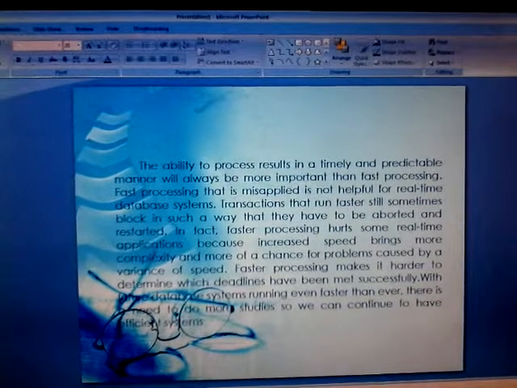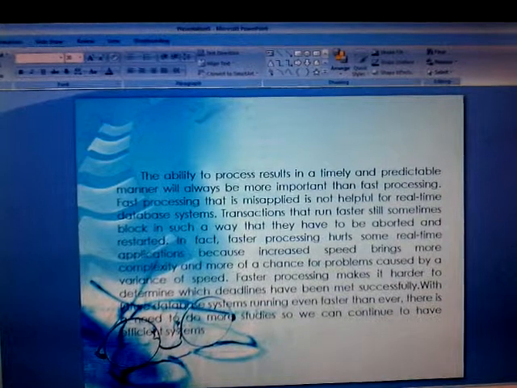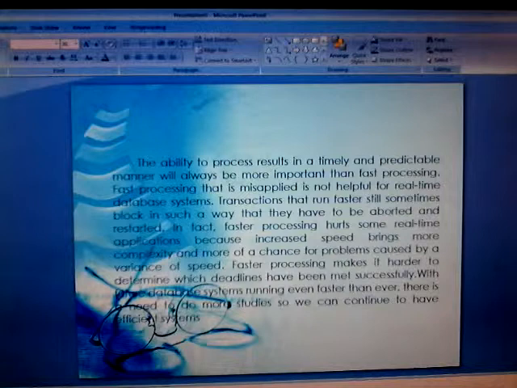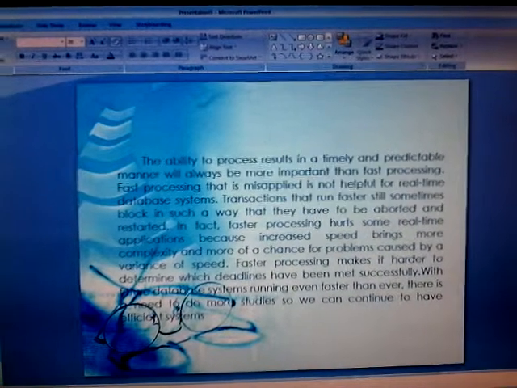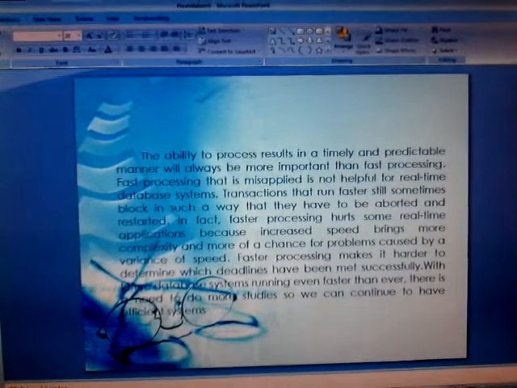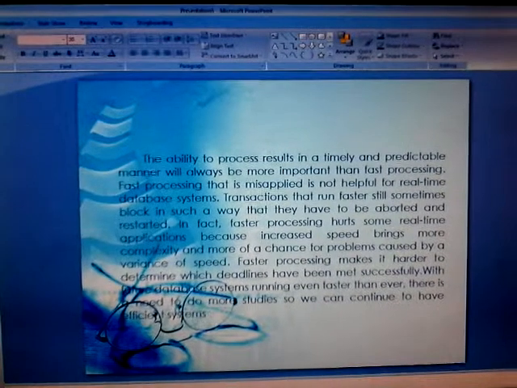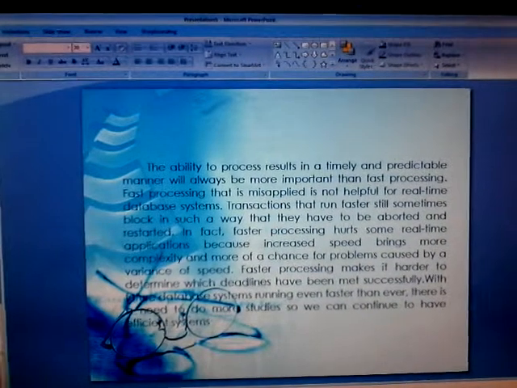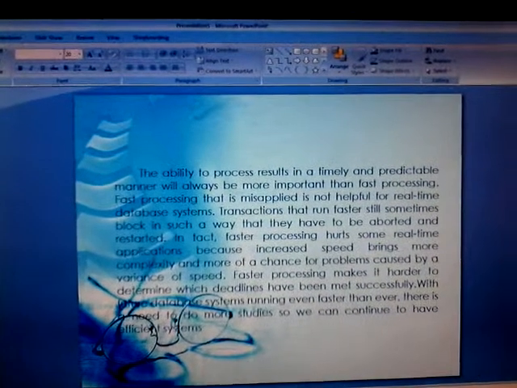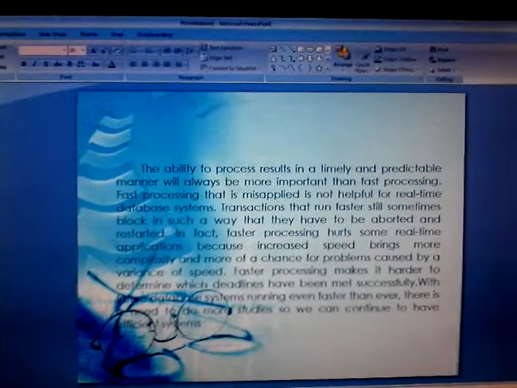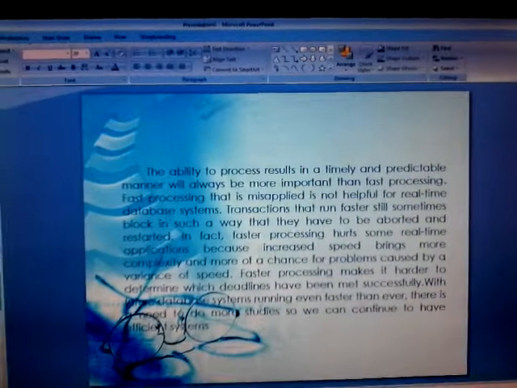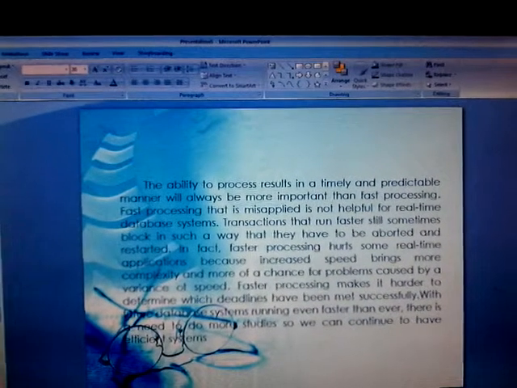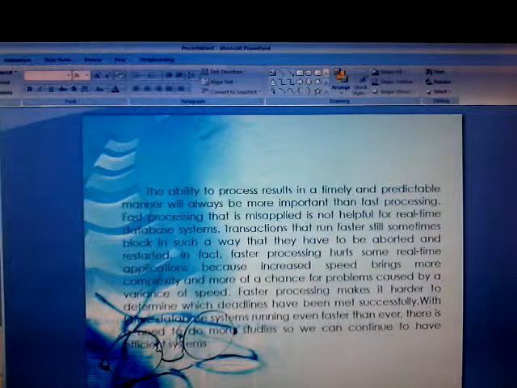Transactions that run faster still sometimes block in such a way that they have to be aborted and restarted. In fact, faster processing hurts some real-time applications because increased speed brings more complexity and more of a chance for problems caused by a variance of speed. Faster processing makes it harder to determine which deadlines have been met successfully. With future database systems running even faster than ever, there is a need to do more studies so we can continue to have efficient systems.